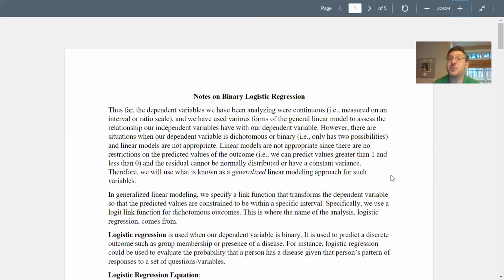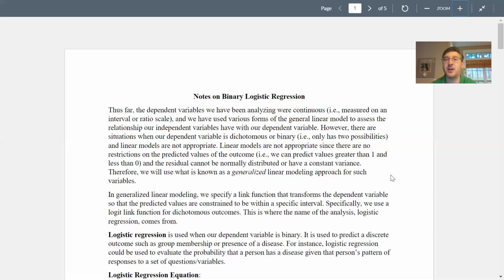So for those reasons, we're going to use what's known as a generalized linear modeling approach for modeling non-continuous dependent variables. In the generalized linear modeling approach, the basic idea is that we're specifying a link function that transforms the dependent variable so that the predicted values are constrained to be within some specific interval.